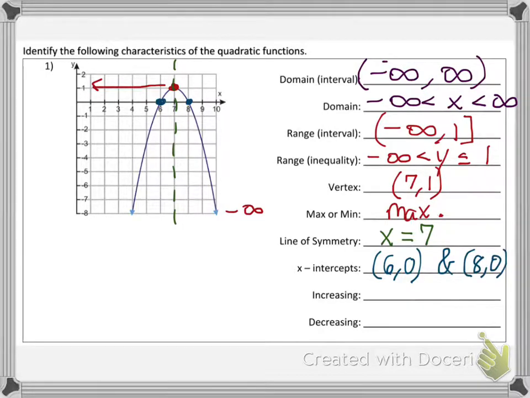And it's increasing. If I draw my roller coaster on the far left, and if I push this roller coaster, it's going to go up. But it's going to go up, and then stop right here at that vertex. So that means it's increasing from negative infinity to 7 and is decreasing from 7 to infinity. And that's it.